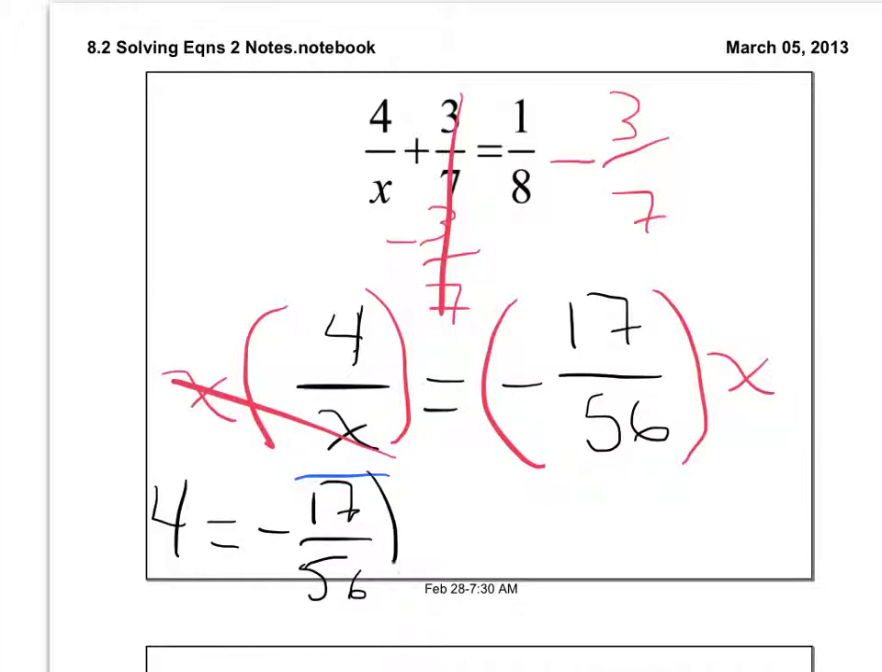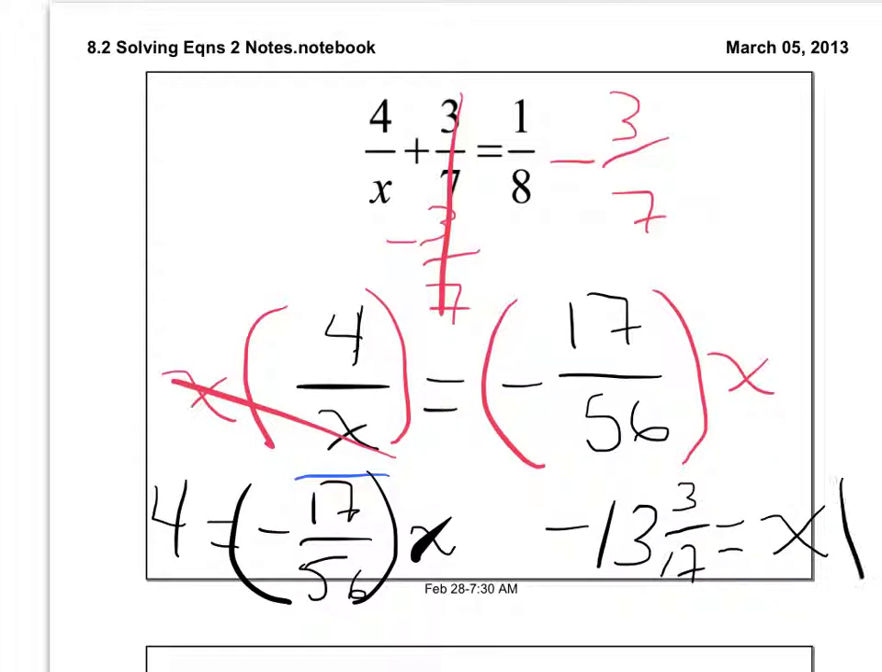-17/56 times x. The last step now, you need x by itself. So I'm running out of room here, so I'll just talk you through it. Divide that fraction on both sides, so it would be 4 divided by -17/56. That will give you x by itself for a final answer of -13 3/17.